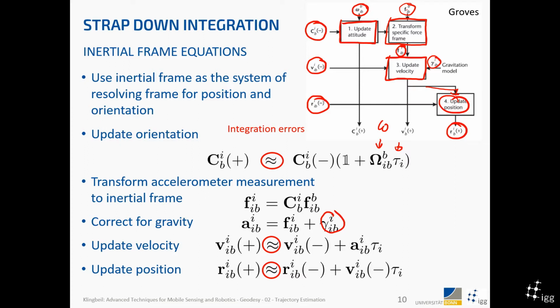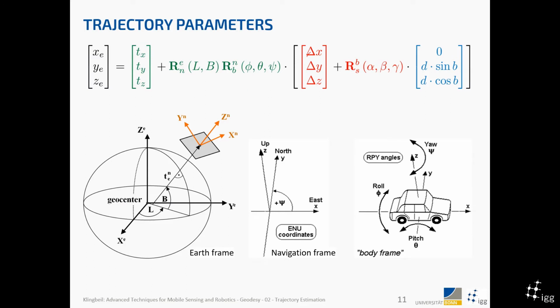Okay, so that means now we know how to use inertial sensors, omega and f information, and the old time step, the old information of orientation, position and velocity, to get the new values. And this is what we call strap-down integration. The example from before gave us the angles and the position with respect to the inertial frame.